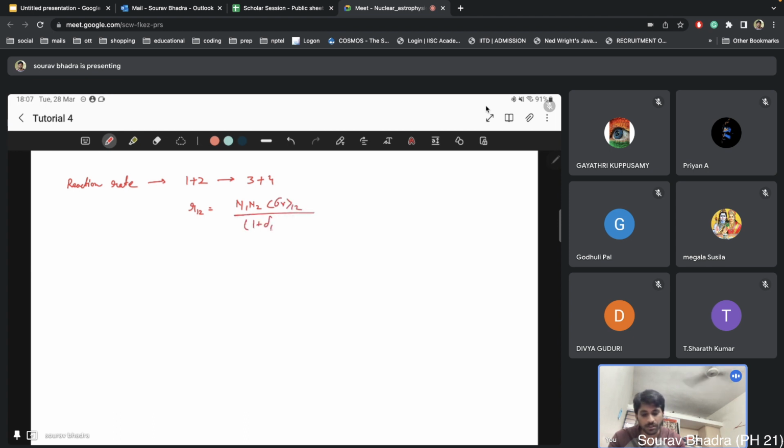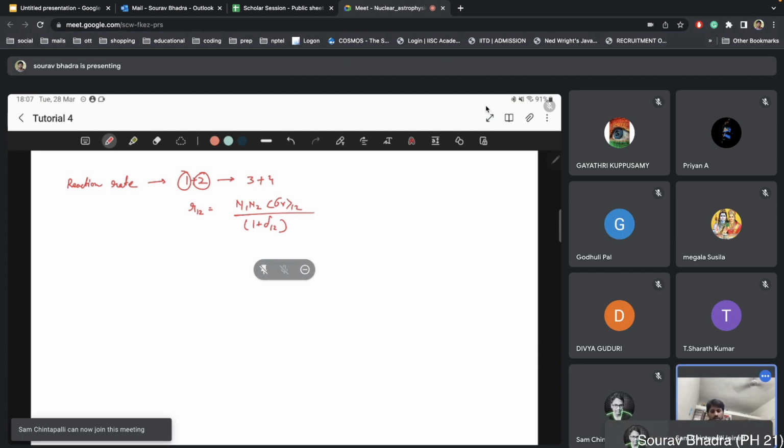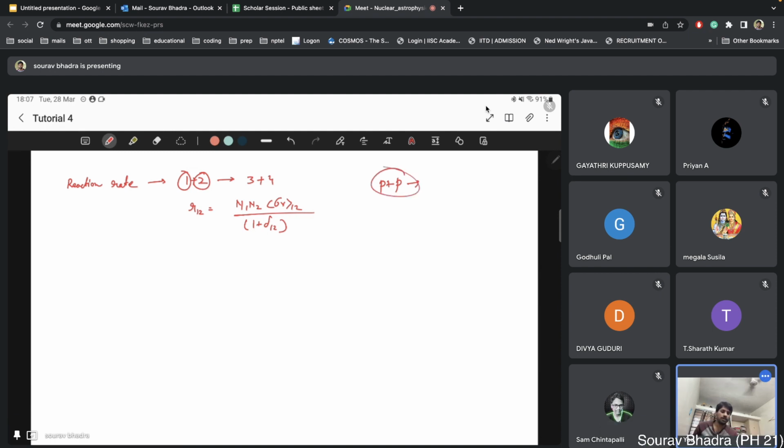So, 1 plus delta 1 2, where n1 is the number density of the first species, n2 is the number density of the second element, sigma is the nuclear cross section, and v is the velocity of its target. The delta factor comes due to symmetry. If 1 and 2 are the same, as in the p plus p reaction, where both elements going through the nuclear reaction are the same, then the delta factor comes into the picture. This is the reaction rate.